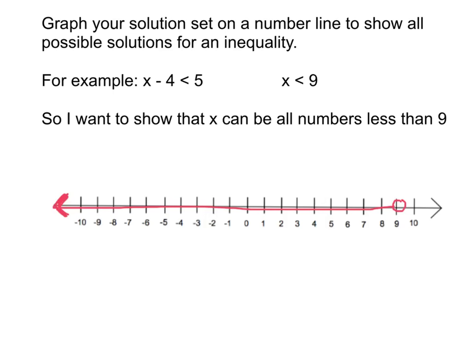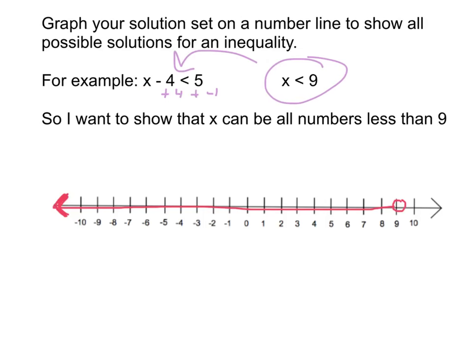So in this example, x minus 4 is less than 5. If we were to solve that, we would add 4 to both sides and get x has to be less than 9 to make this inequality true. And so when I say graph an inequality, you want to graph on a number line to show your solution set. So on my number line, I want to show that x can be all numbers less than 9. And I've done that here.